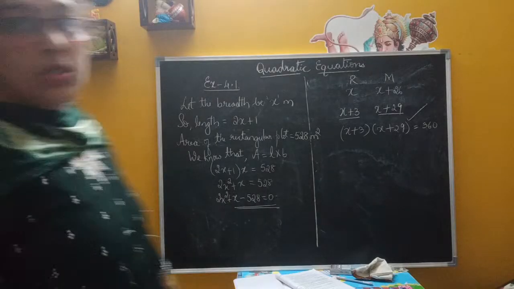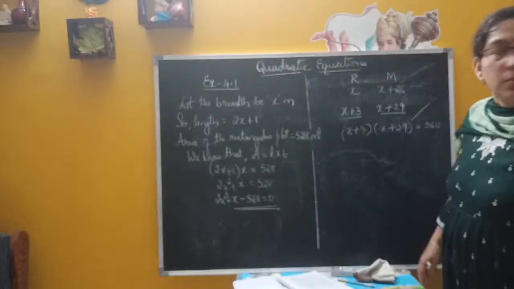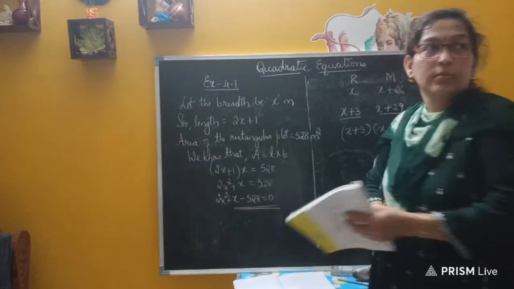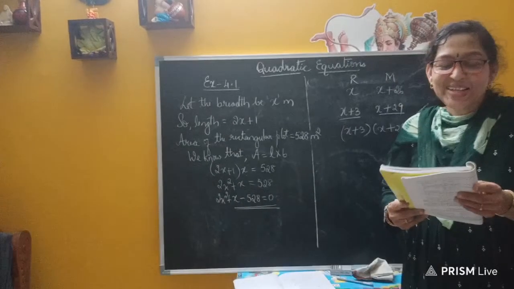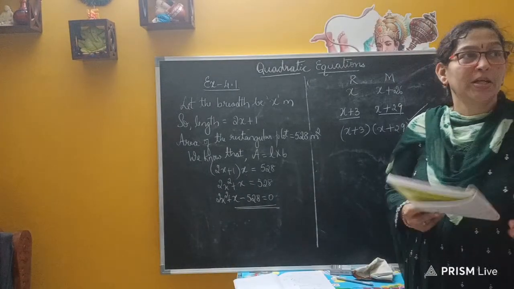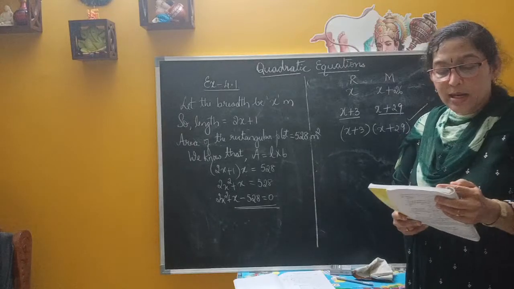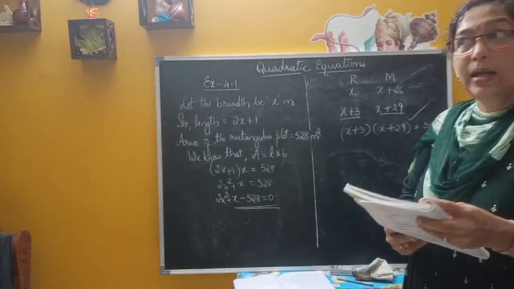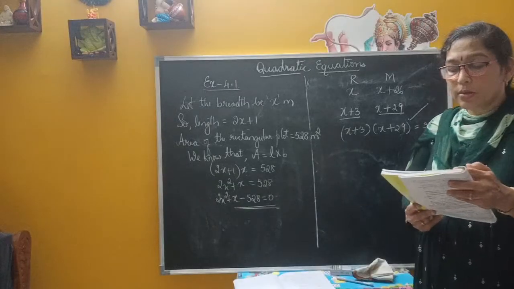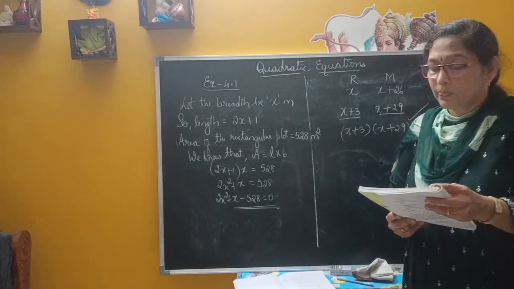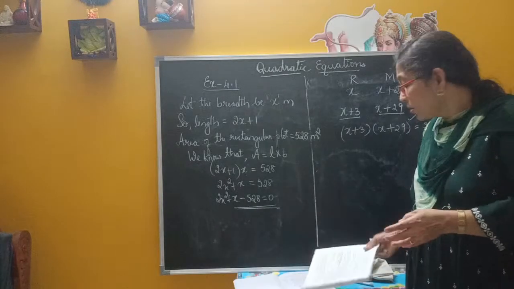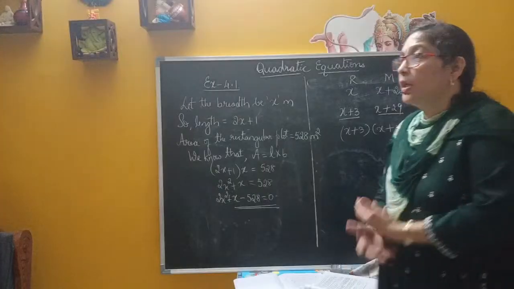Next, let us go for the last problem in this exercise. It is the fourth one. A train travels a distance of 480 km at a uniform speed. If the speed had been 8 km per hour less, then it would have taken 3 hours more to cover the same distance. We need to find the speed of the train. Read the question carefully.